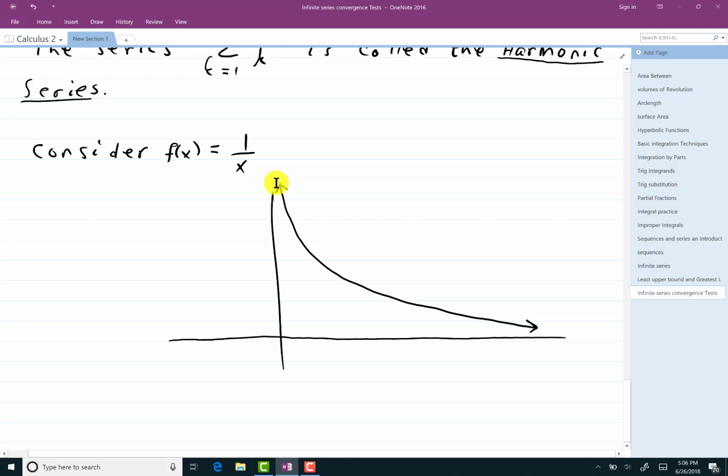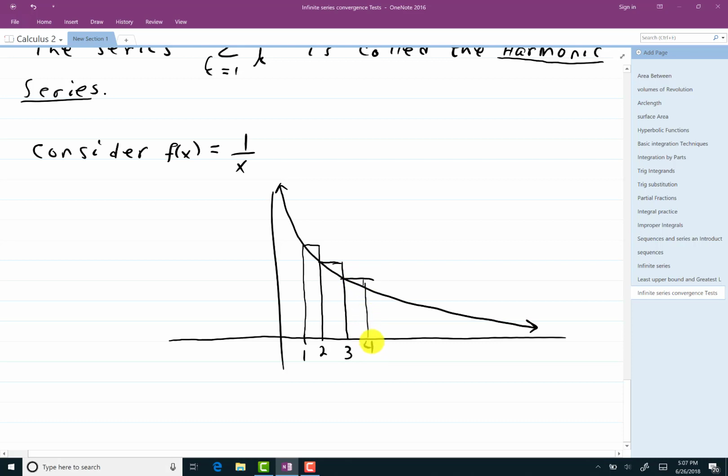Now, let me start by doing a Riemann sum. So I'm going to start at 1, but this time I'm going to do a left-hand endpoint, and it'll look something like this. And then that'll be 2. And from 2, we draw another rectangle. That'll be 3, and another rectangle.